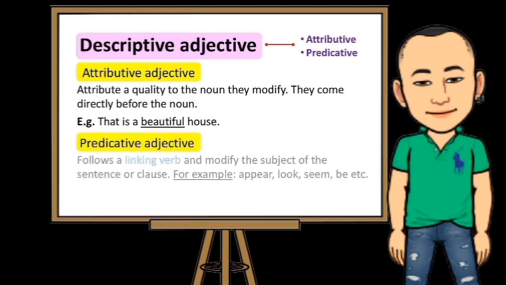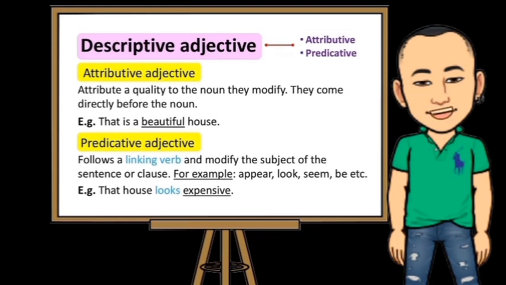Predicative adjective follows a linking verb and modifies the subject of the sentence or clause. A few examples of this include appear, look, seem, be, etc. For example, that house looks expensive. So the linking verb is looks, expensive is the predicative adjective.